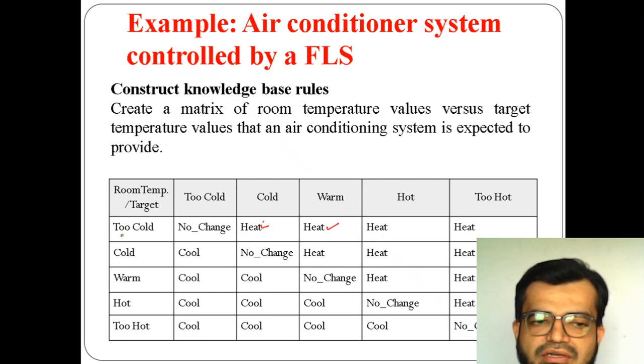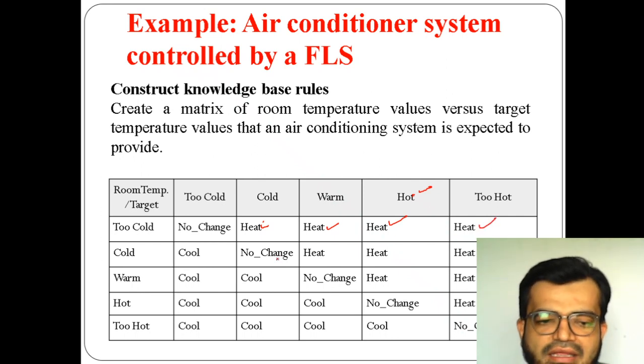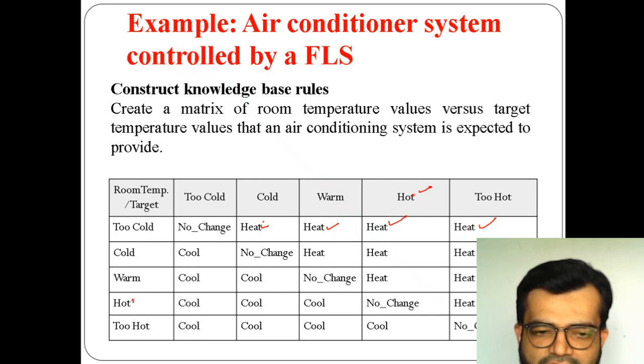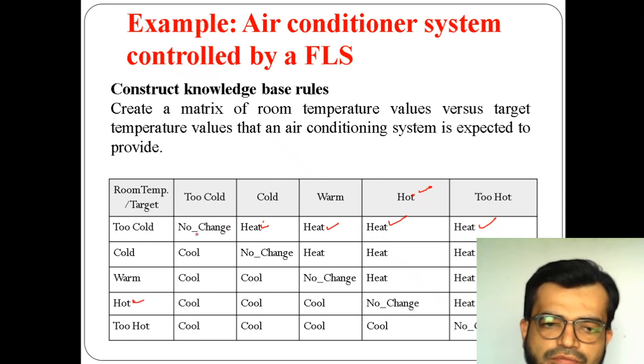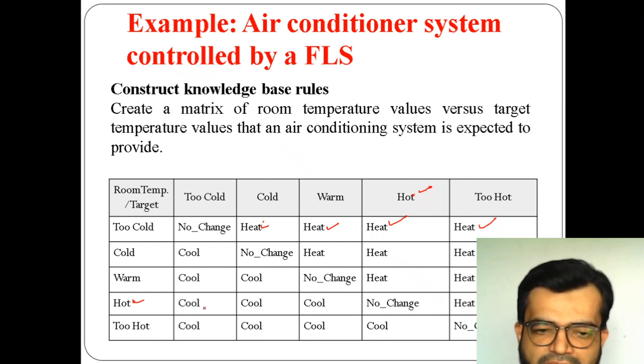And if the room temperature is too cold and the target is hot, then you still need to increase the temperature by performing the action heat. If it's too cold and you want the target to be too hot, then you are increasing the temperature as heat. Similarly, if the room temperature is hot and I want to make it too cold, then I need to perform an action called cool. If the room temperature is hot and the target is cold, then I am using cool.